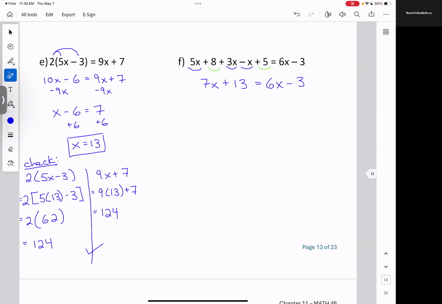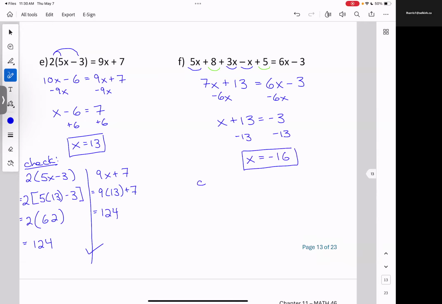And then I want to collect my x's on one side. I'm going to do that by subtracting 6x from both sides, leaving me with x plus 13 equals negative 3. And then I'm going to subtract 13 from both sides to be left with x equals negative 16.